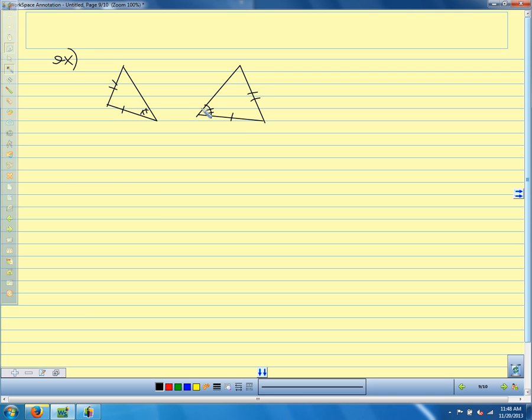We have two sides and an angle. Isn't that side angle side? No? Why isn't it side angle side? The angle is not between them. The angle is not between the two sides.